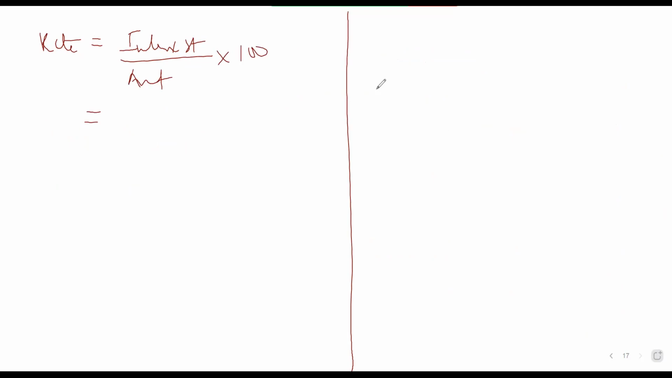So what is the interest? The interest is 510, isn't it? And the total amount is what? 10,000. All this multiplied by 100. What will be the rate? 5.1%. This 5.1% is what we call the weighted average cost of capital, or the WACC.